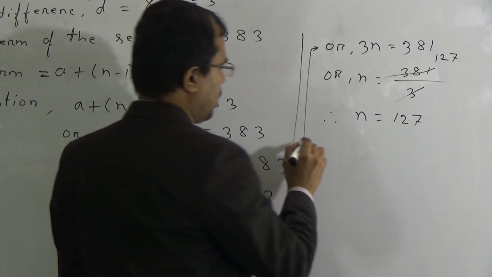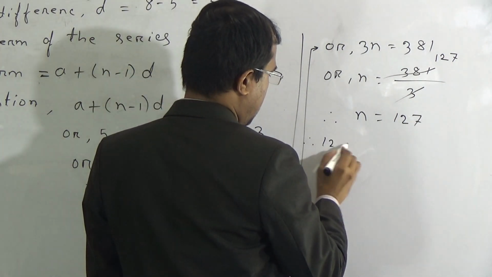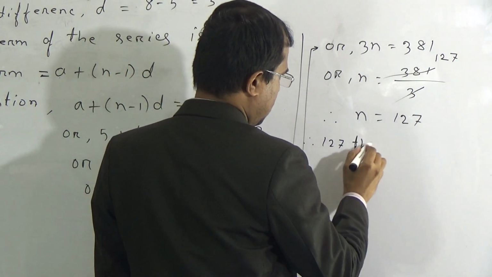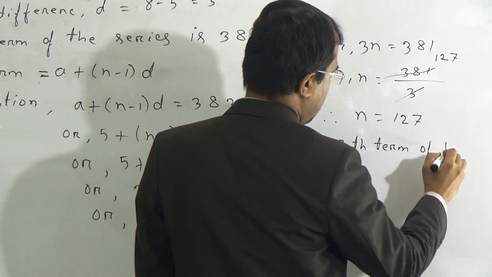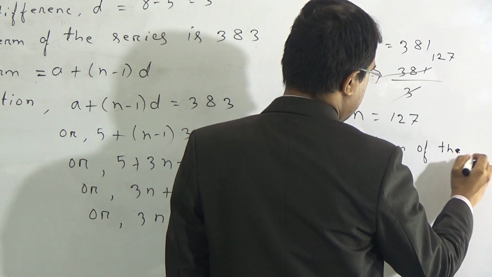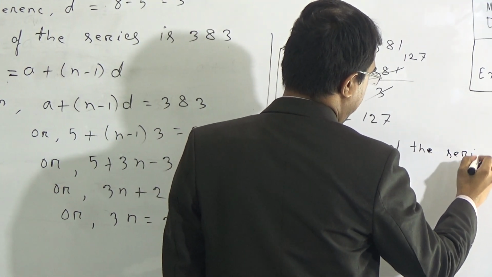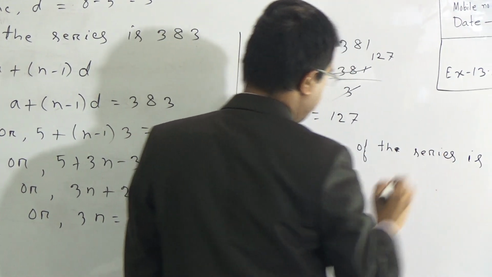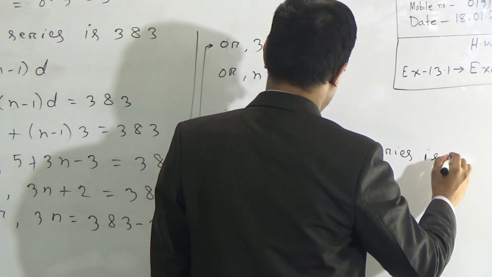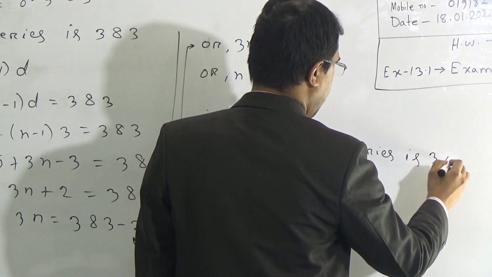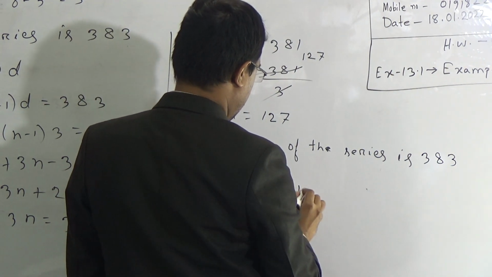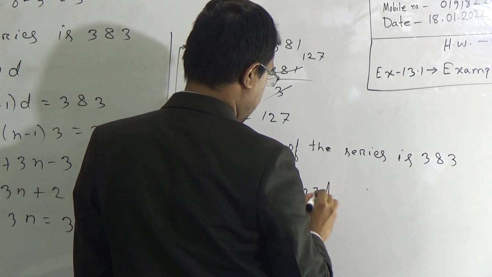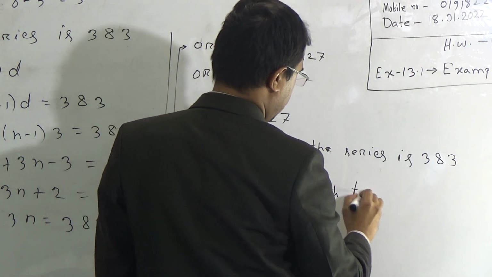So we will write, therefore, the 127th term of the series is 383. Answer will be 127th term.